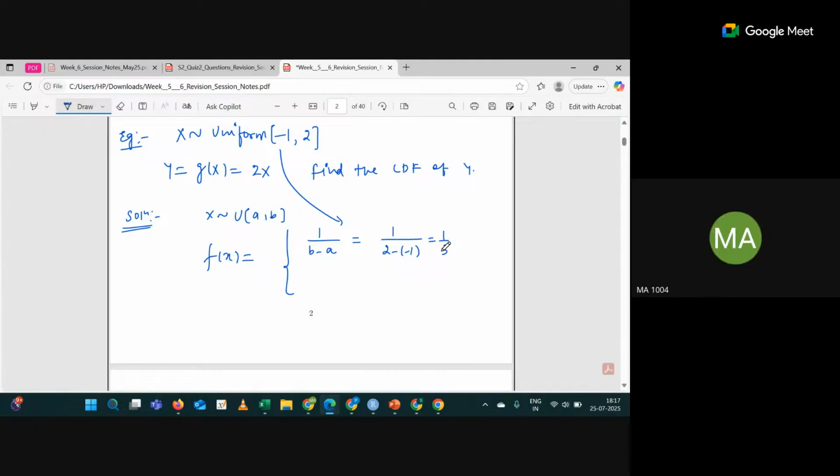Are you getting it? So see, in the place of a, it's minus 1. In the place of b, it's 2. Are you getting 1 by 3? How did I get this 1 by 3? Yes or no? So this X is between minus 1 and 2, and the PDF will take value 0 otherwise.